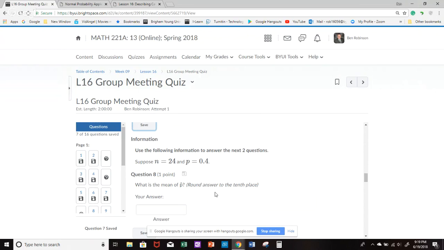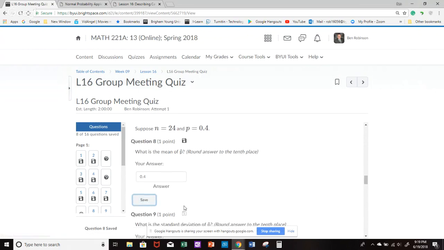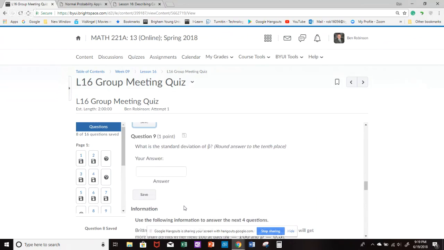It says, suppose n equals 24 and p equals 0.4. What is the mean of p hat? And I wrote it would be 0.4. Yes, 0.4.